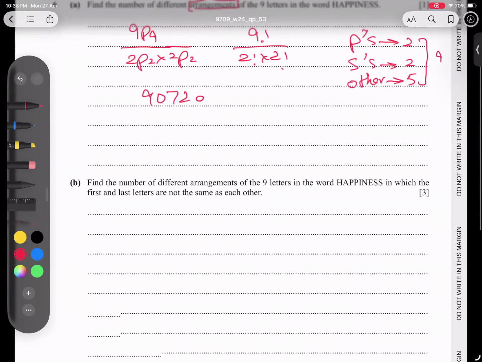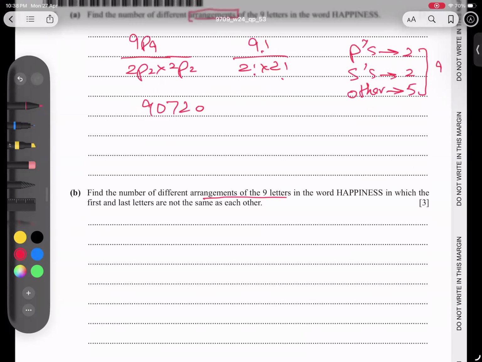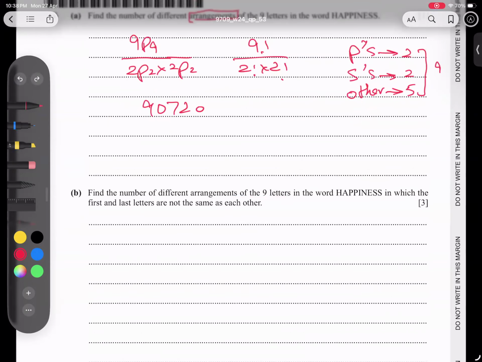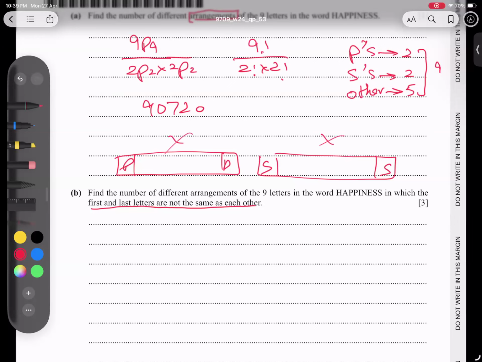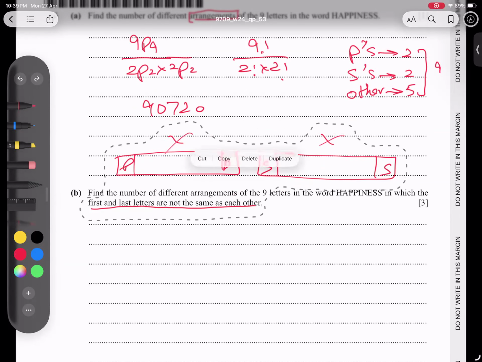Second part: find the number of different arrangements of the 9 letters of the word HAPPINESS in which the first and last letters are not the same as each other. Because 2 letters are the same, PP and SS, it means first and last P and P, or S and S. He said these 2 conditions should not be there. So can I do one thing? I find this answer and subtract it from the total. This point is very clear, so we can do it easily. Let's try this approach.